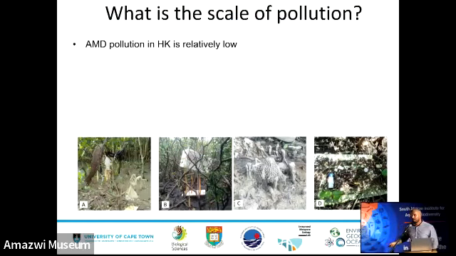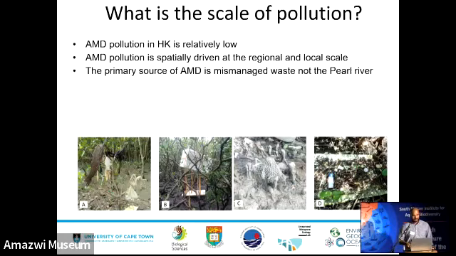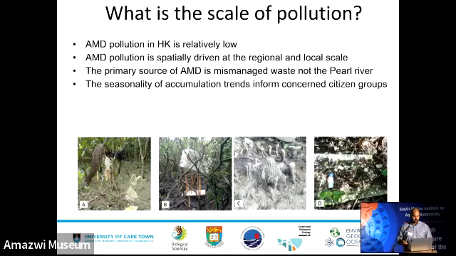So what is the scale of pollution in one of the most densest populations in the world? Well, even though they're very dense, they have excellent waste management systems. And for this reason, the AMD pollution is relatively low compared to the rest of the world. The pollution is spatially driven at both the regional as well as the local scale. The primary source of anthropogenic marine debris is mismanaged waste, and the Pearl River is not such a great influence.